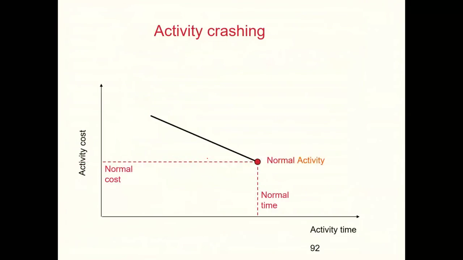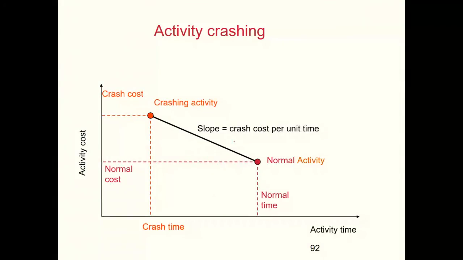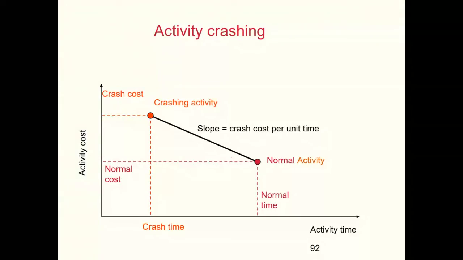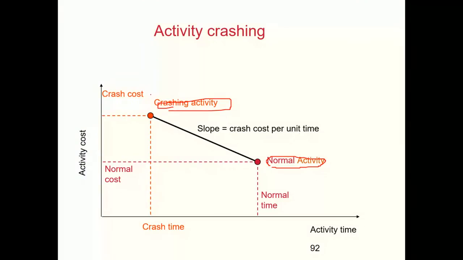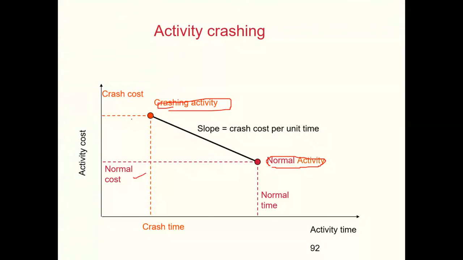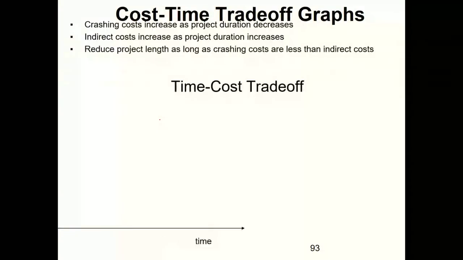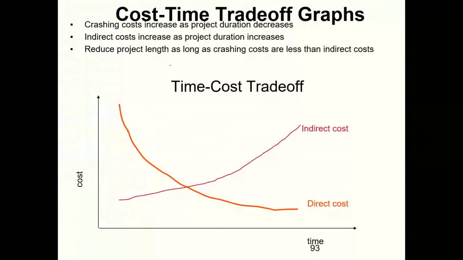So while working with this, there are two different types of times which we discussed. One is the normal activity time, which involves the normal delivery of work, and the other one is the crashing activity time, which involves delivering the project in a shorter duration. The cost associated with normal activity is referred to as the normal cost, and the crash costs are referred to as this. Now, based on this, we can make our decisions.